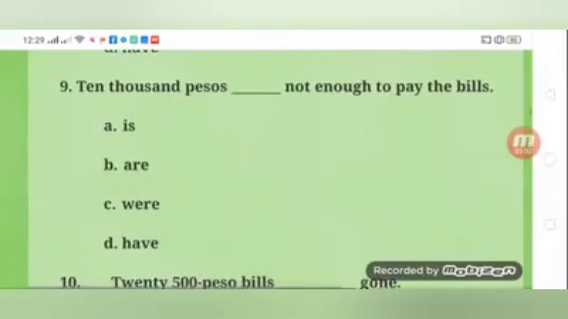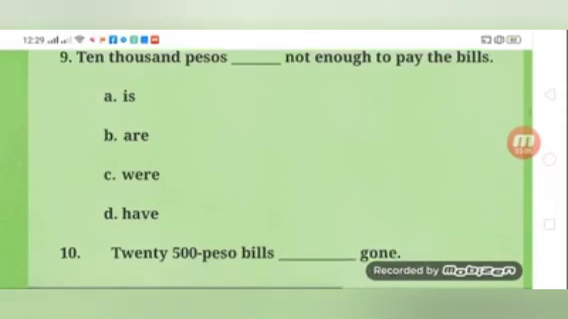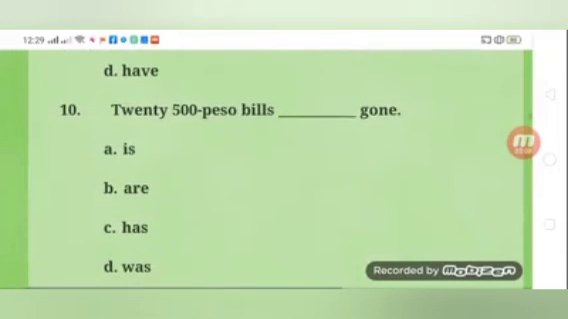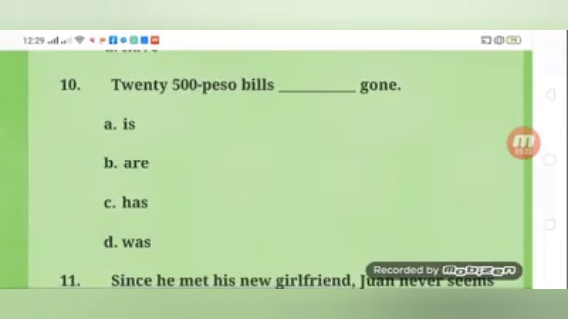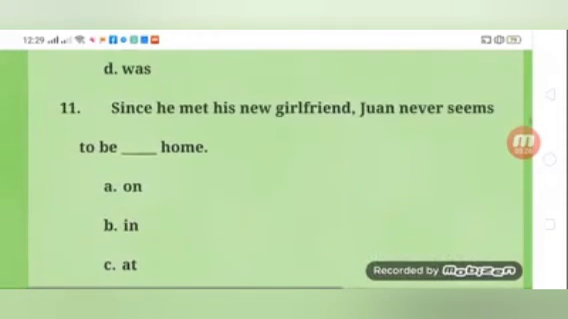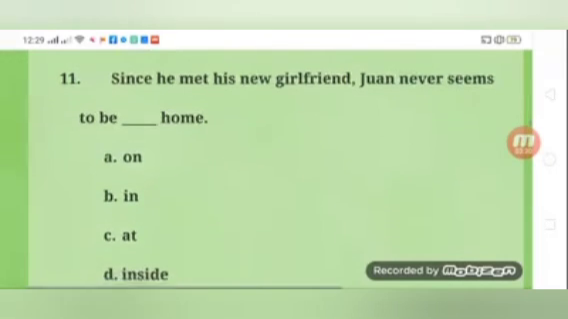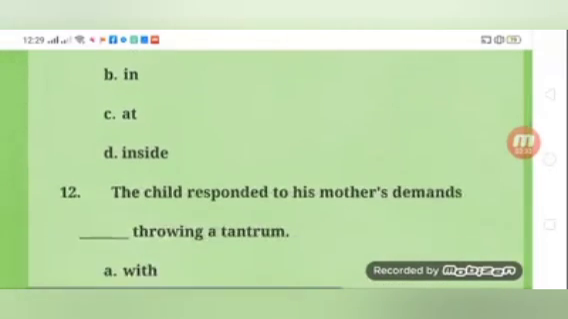Next, 10,000 pesos. This is money. Is not enough to pay the bills. Okay, singular because it's an amount. 2,500 peso bills are gone. Okay, why are? Because there is a quantifier here which is 20 pieces, right? Okay. So that's why are. 2,500 peso bills are gone. Next one, since he met his new girlfriend, one never seems to be at home. To be at home.